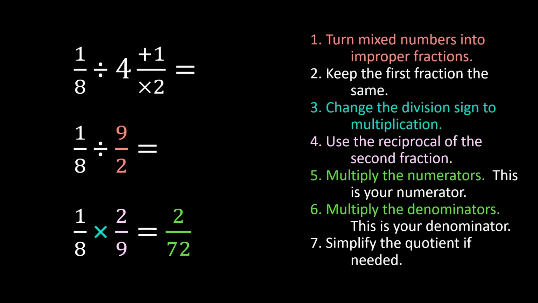Well, 2 and 72 share a common factor of 2, so I'll need to divide my numerator by 2, and then I'll divide my denominator by 2. Well, 2 divided by 2 is 1, and 72 divided by 2 is 36. And I can't simplify 1/36 any further, so my final answer is 1/36.